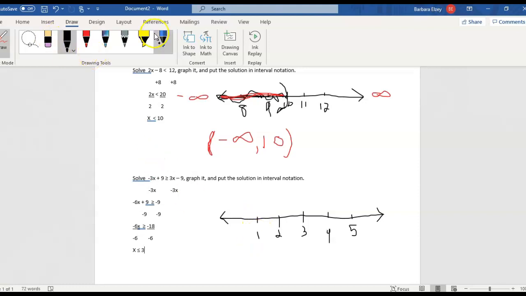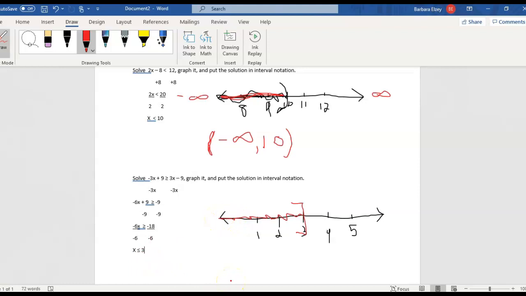All right, now I'll go ahead and get a different pen color. Now x is less than or equal to. This time I do have an equal to. Notice again it's pointing to the left, so I'm going to make that square bracket at 3 opening toward the left. So the square bracket looks like that, meaning the 3 is included in our solutions, and it points toward the left, so I will shade going toward the left.